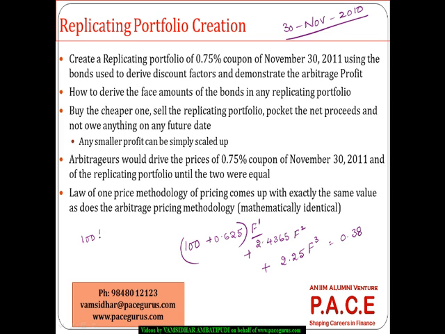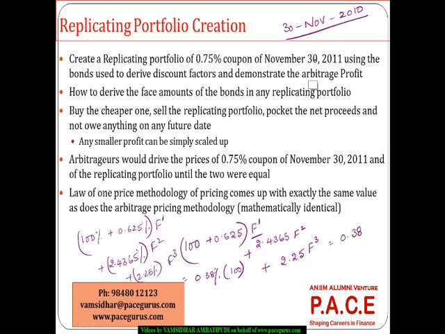So probably I'll call this 100% plus 0.625% times F1. Let me take all of them in percentage terms. So this also I'll take as 2.4365% times F2 and 2.25% times F3, which is equal to 0.38% times the 100 itself. So this is how I am matching my cash flows.